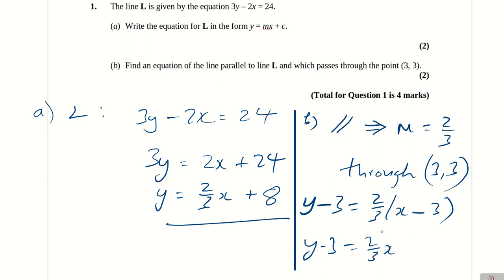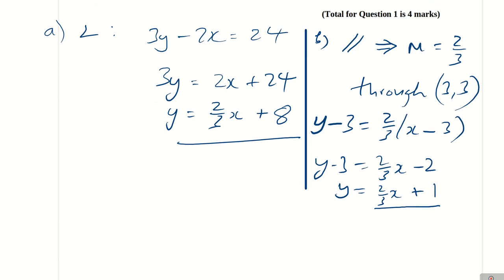2/3 x, 2/3 times 3 is just 2, so it's minus 2, and we're going to have minus 2 plus 3, which is the same as 2/3 x plus 1. Right, and that's in the form y equals mx plus c. It doesn't actually tell us what form we want it in, so we could have just left it like that, and we should have got all the marks just leaving it like that.